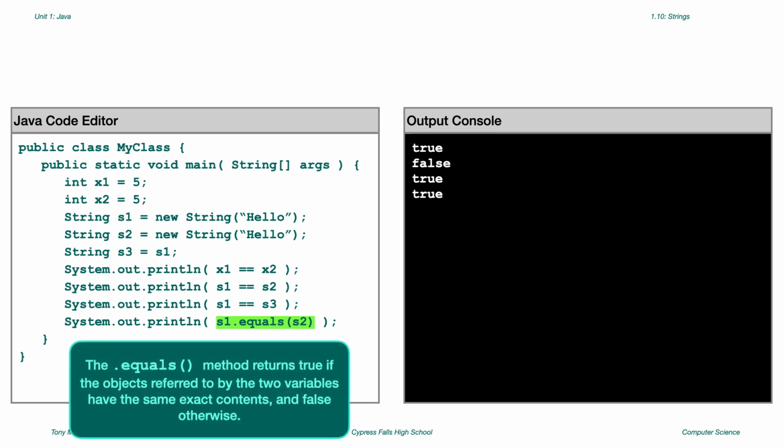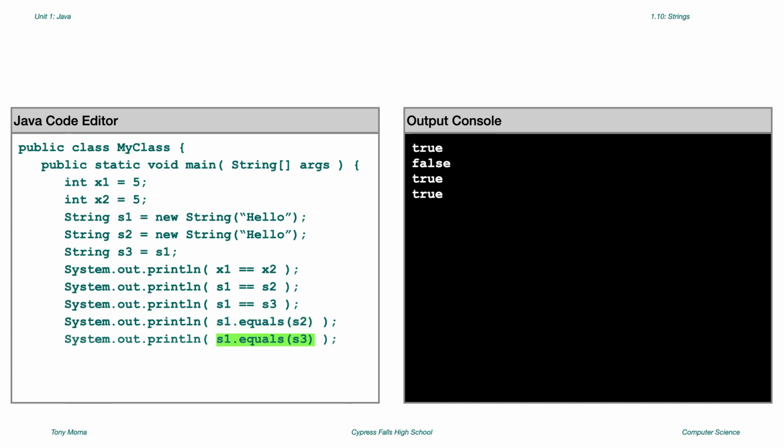In summary, the .equals method returns true if the objects referred to by the two variables have the same exact contents, and false otherwise. Now suppose I compare s1 and s3 using the .equals method. We already know that s1 and s3 refer to the same exact object, so it goes without saying that the objects they refer to will have the same exact content. Thus, true will get printed out.